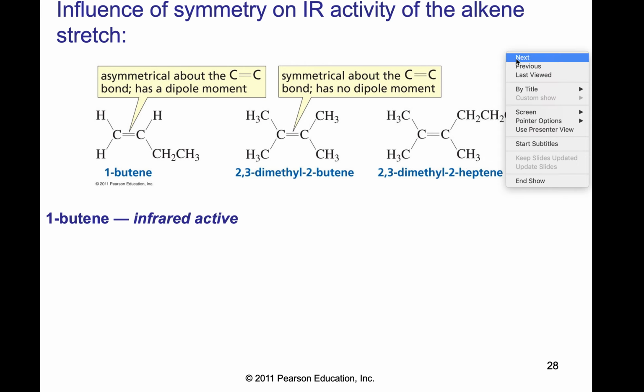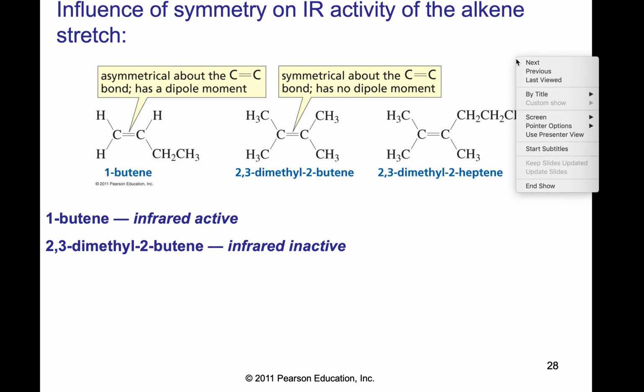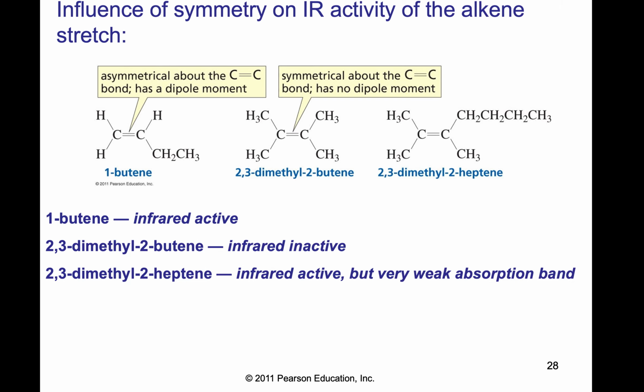1-butene, infrared active. 2,3-dimethyl-2-butene, infrared inactive. And 2,3-dimethyl-2-heptene, infrared active, but a very weak absorption band, because there's only that very small difference with the N-butyl versus a methyl. Now, the vibrating bond is a quantized harmonic oscillator. That's the term used. Infrared actually obeys Hooke's law. We can view it as a ball and spring model.